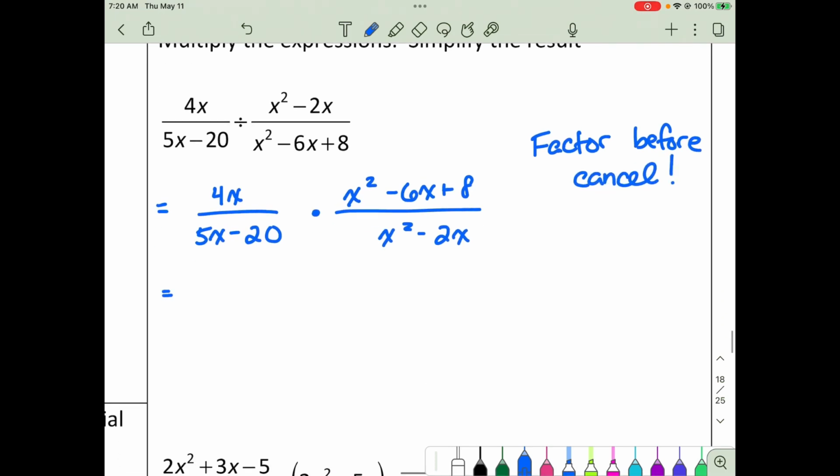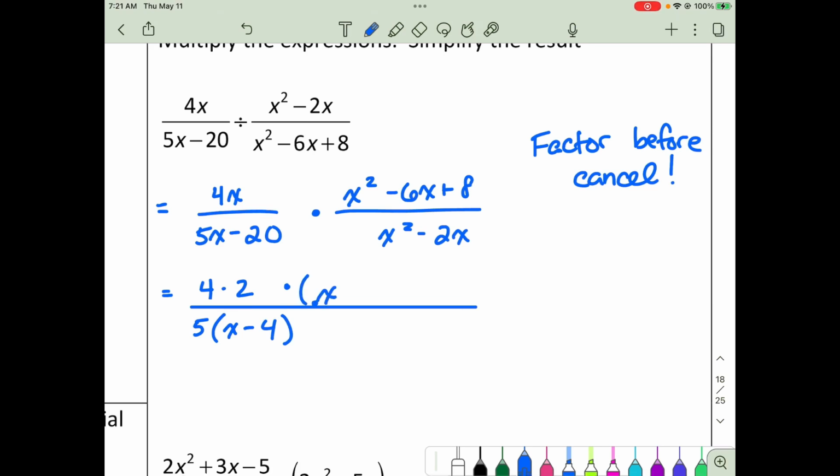All right, so I have 4x, I can write it as 4 times x if I want, over the common factor here is going to be 5, so factor out a 5, and you have x minus 4 left, times, or we can just extend, times, now factor the numerator, so why don't you pause, factor the numerator and the denominator, and then come back so you can double check.